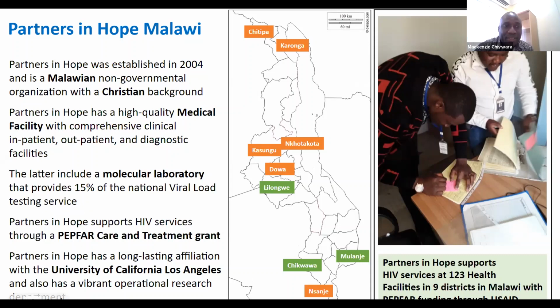Again, Partners in Hope is also privileged to be one of the PEPFAR local implementing partners that are implementing PEPFAR funded activities through USAID in collaboration with the University of California, Los Angeles. Currently, Partners in Hope is implementing care and treatment programs in 9 districts, 3 of which are our scale-up districts. In total, we are reaching out to about 123 facilities in the 9 districts. Next slide.